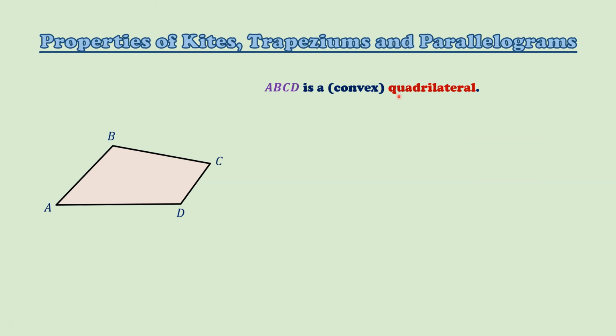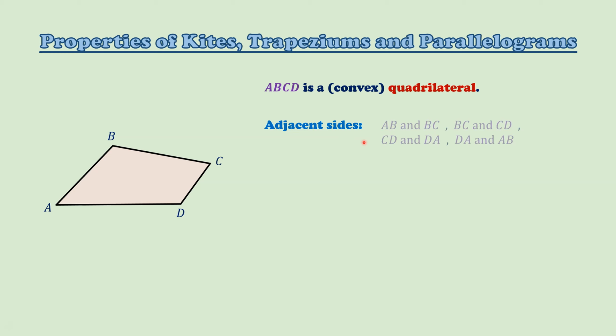A convex quadrilateral means all these angles are less than 180 degrees. A quadrilateral can actually be concave like this. But in this video, we're only interested in convex quadrilaterals. Here are some terms that we should know.